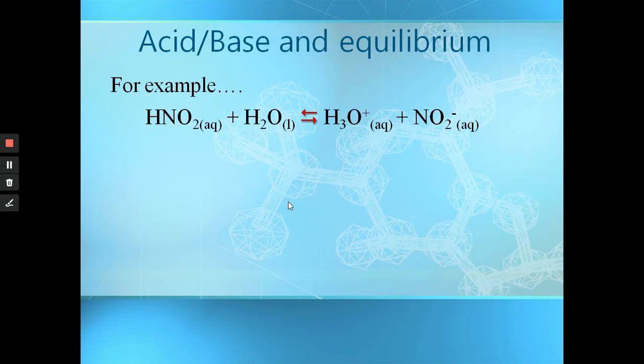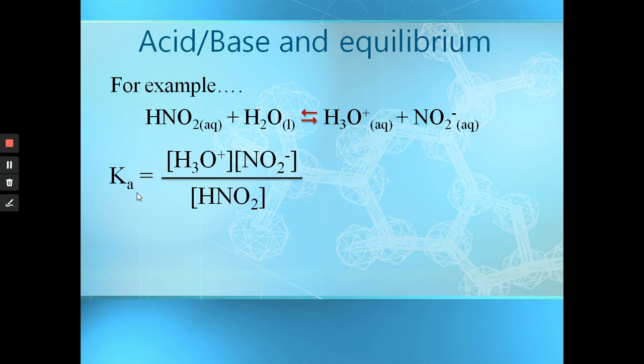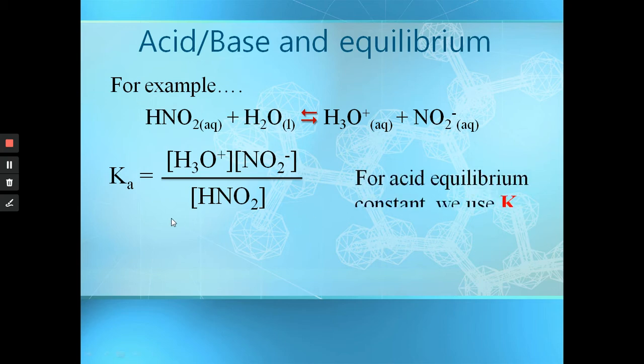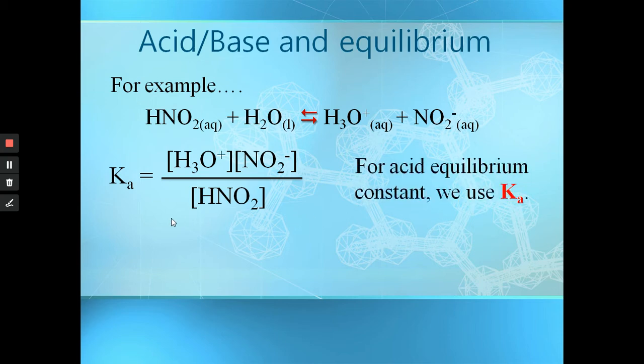Okay, for example, let's say that you have nitrous acid that's put into the water, and this is going to generate the hydronium ion and nitrite anion. Then the equilibrium expression is going to be the concentration of hydronium and the nitrite ion over nitrous acid. And for the acid equilibrium constant, we are going to be using Ka. So we are adding an A as a subscript to express that the equilibrium constant is about the acid.